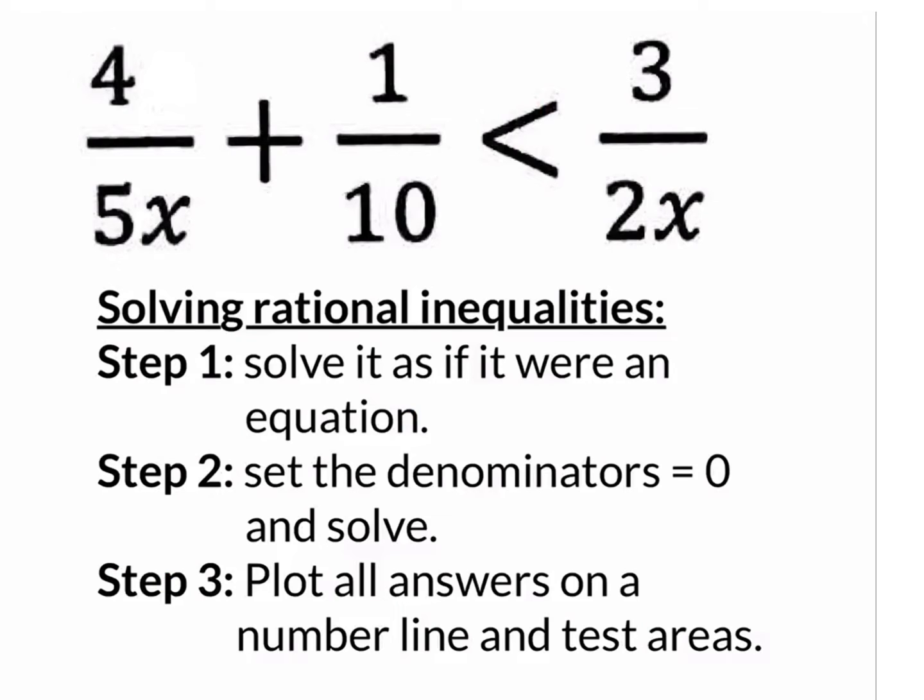And the final step is to plot those answers on a number line and then test areas. Because when you solve an inequality, your answer is an area of answers. Even if it's like x is less than 5, you're talking about an area of answers that are all less than 5. It's to the left of 5. Anyway, I want you to pause it, copy down those steps, and we're going to work on this problem together. Let's move on. Here we go.